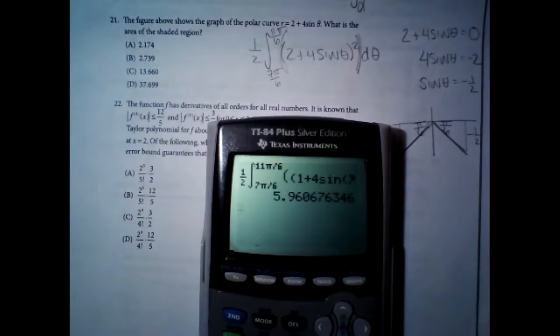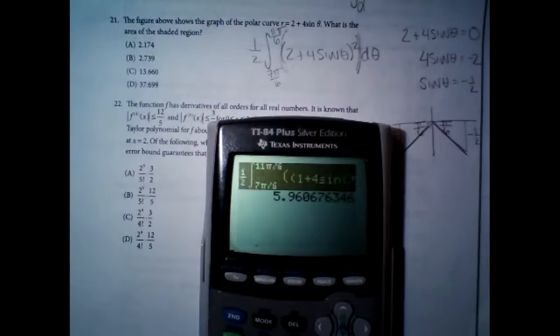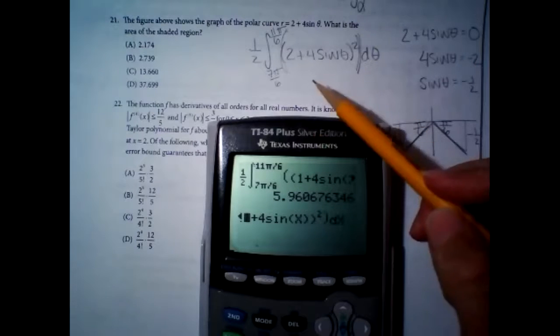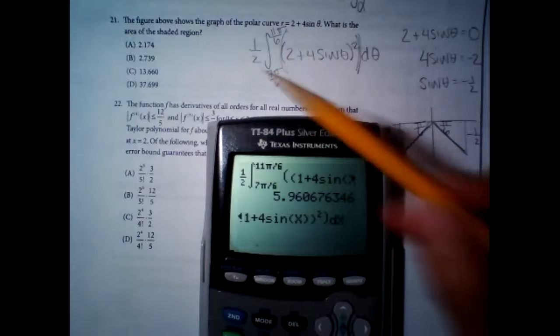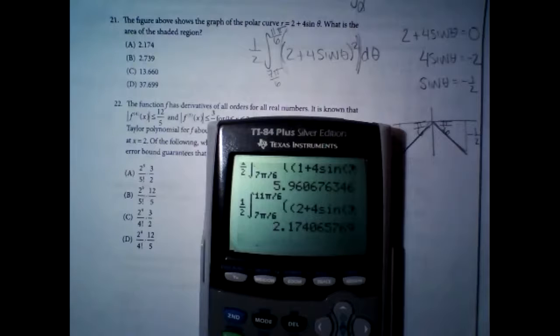So 5.960, they always round up though, so 5.961. Oh, what did I type wrong there? Oh, I typed a 1 instead of a 2. Let me go back and fix that. There we go. But I just typed a 1 instead of a 2 by accident there, and the whole thing came out wrong. Now, if it's multiple choice, you can catch that like I just did. If it's free response, you're not going to catch it though, which is a real bummer. All right, there we go, 2.174, so A for that.